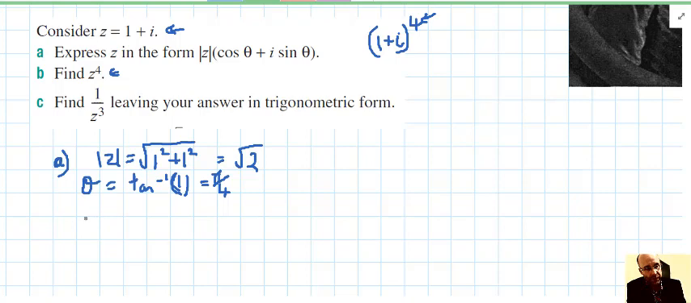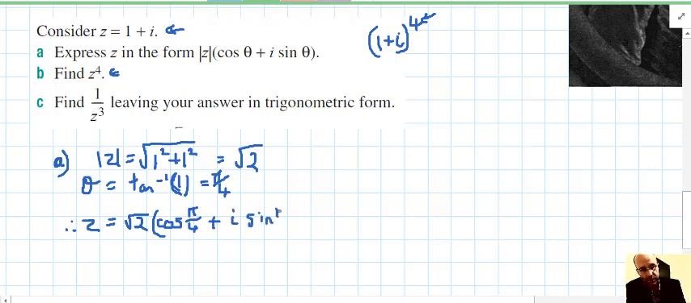measure. So we can write our complex number as root 2 cos pi on 4 plus i sine pi on 4, or simply in abbreviated form as such. Now this is not new work, this part. So let's raise it to the power in part B here.